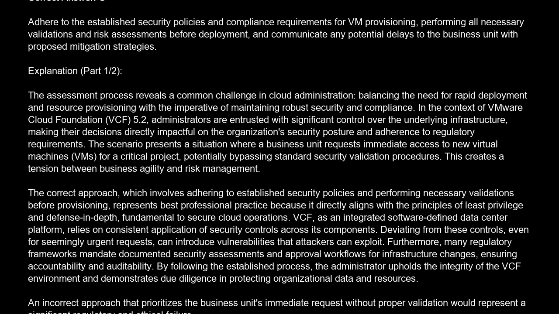Furthermore, many regulatory frameworks mandate documented security assessments and approval workflows for infrastructure changes, ensuring accountability and auditability. By following the established process, the administrator upholds the integrity of the VCF environment and demonstrates due diligence in protecting organizational data and resources.